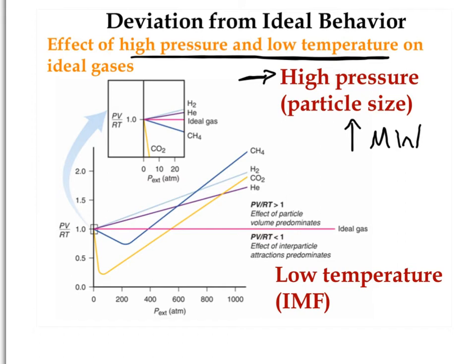The next portion is the low temperature argument, and the main factor for low temperature is the presence of intermolecular attractive forces. Let's talk about why. If the substance were at high temperature, so let's think about ideal conditions, the kinetic energy of the molecules can overcome the attractive influence, and the gas behaves ideally.